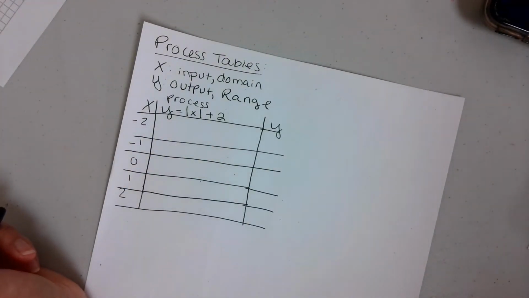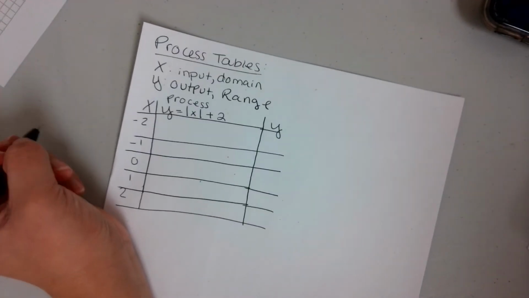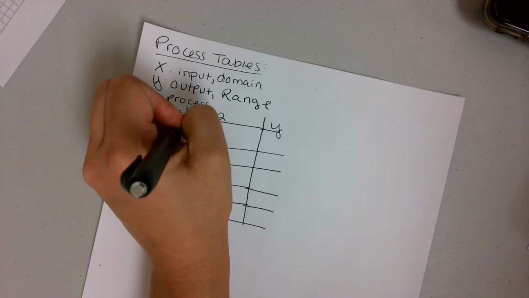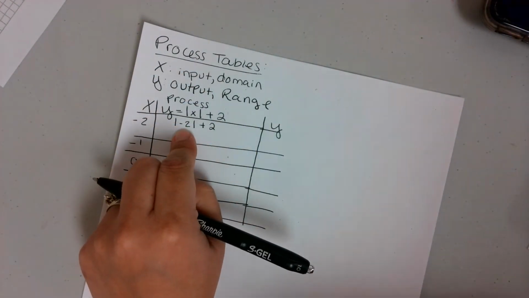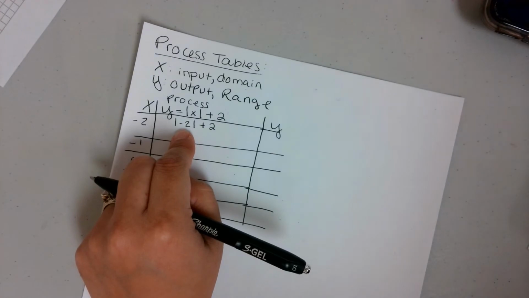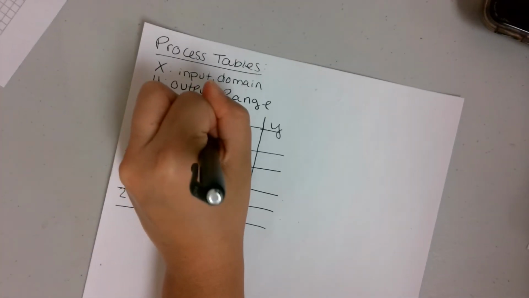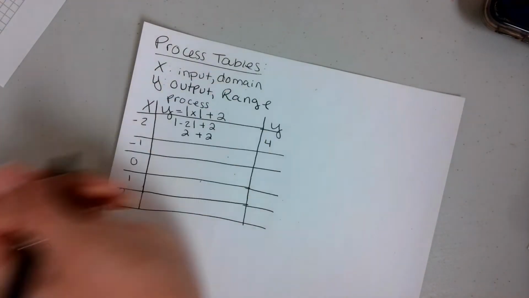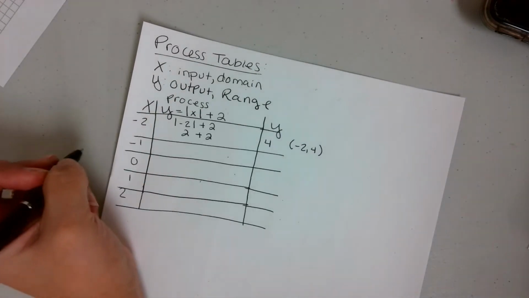At least do 5. Okay, so here we're going to take this -2 and sub it in for x. So I have the absolute value of -2 plus 2. The absolute value of -2 means the distance from 0. So -2's distance from 0 is 2, and 2 plus 2 gives me 4. So this ordered pair is at -2, 4. We're going to graph it in a minute.